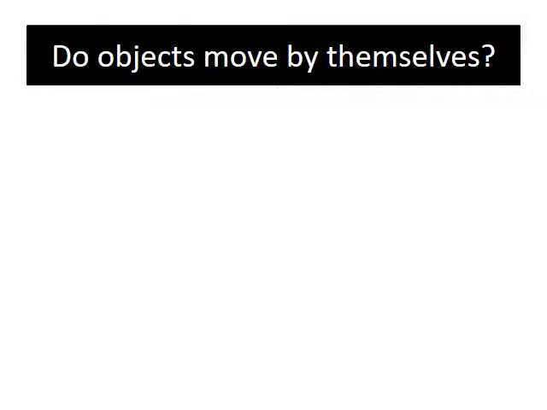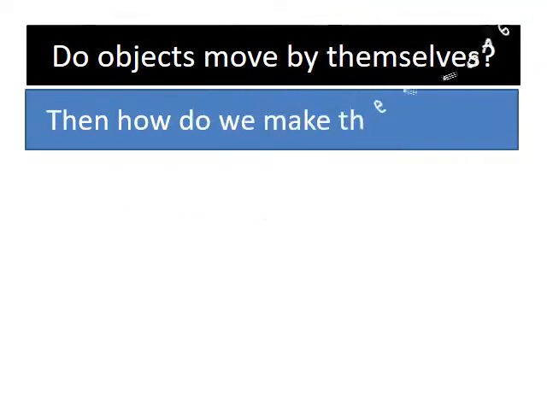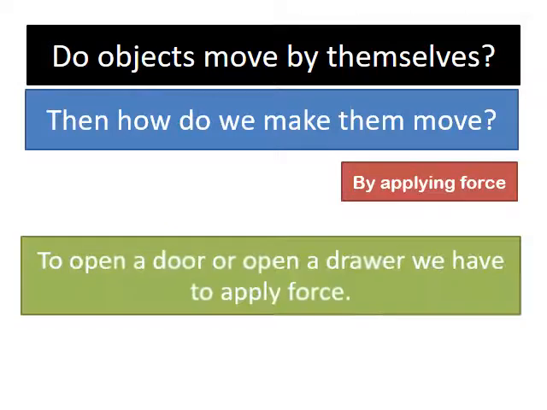So, for example, if I kick a ball, I had to do something in order for the ball to move. If I pull a door, I also had to do something in order for this door to be opened. So this thing that is responsible for the change of movement or the moving of something is called force. Then how do we make them move? As I said, by applying force to them.